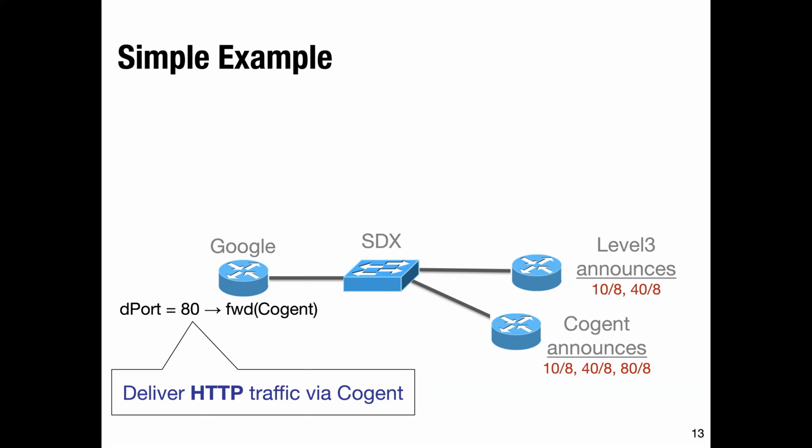And here, notice that we have two networks, Level 3 and Cogent. Cogent is advertising 3 different prefixes, right? So it is advertising 10/8, 40/8, 80/8. And Level 3 is announcing 10/8 and 40/8, right? So as you can see, Level 3 and Cogent have 2 prefixes in common, and Cogent has 1 prefix that is unique, which is different from Level 3, right?